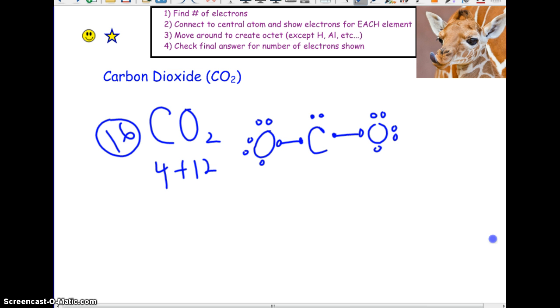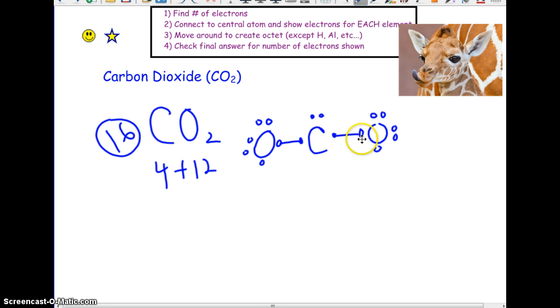Move them around now till everything has an octet. You see right now this carbon has 2, 4, 6 around it. This oxygen has 2, 4, 6, 7. This oxygen has 2, 4, 6, 7. So let's say that you take one off this C. We'll take both of them off. We'll put one of them on this O, one of them on that O. Now both O's are good with an octet, but the C doesn't have enough. So you're going to have to end up taking 2 off one of the oxygens and moving in here and making a double bond.